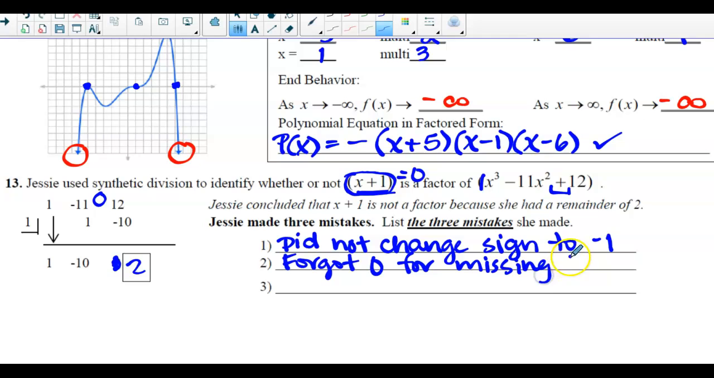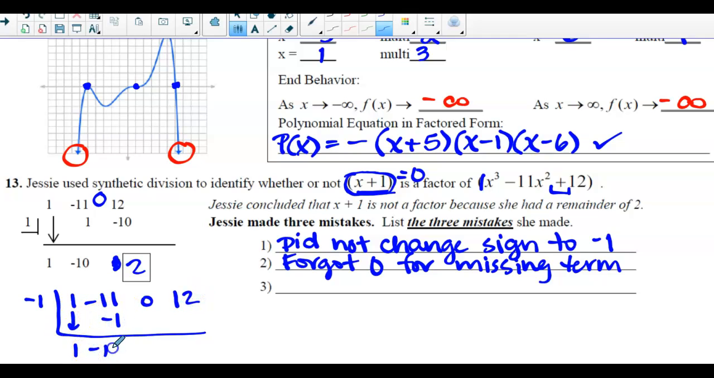And finally, this one is a little interesting. The third mistake actually was saying that it's not a factor. If we do this synthetic division again correctly, it should go 1, -11, 0, 12. Bring down the 1, -1, -12. Excuse me, 12. 0 plus 12 is 12. -1 times 12 would be -12. We do get a remainder of 0, so it is a factor. That was the third mistake, saying it's not a factor.